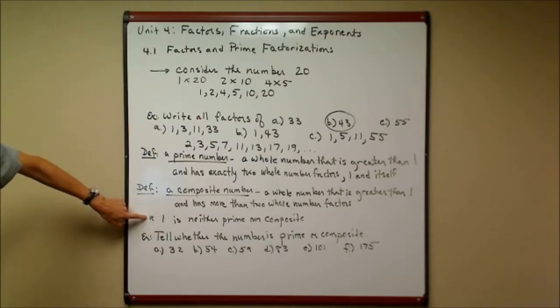1 is kind of its own individual. It's neither prime nor composite. It's kind of like Switzerland.